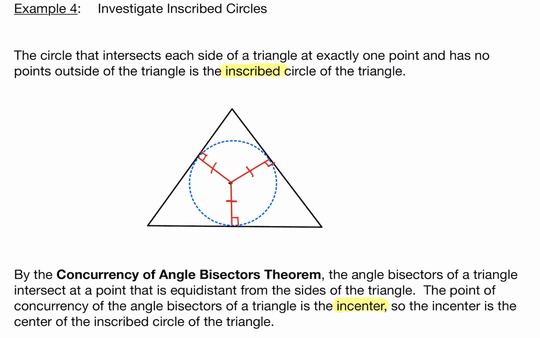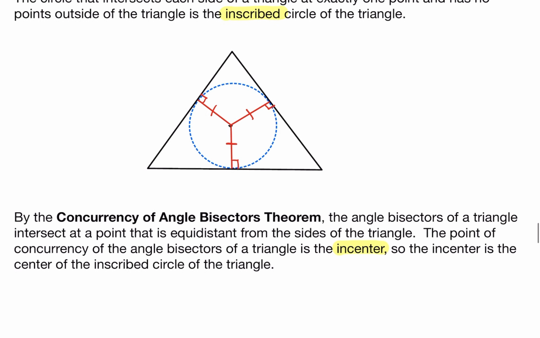So what's interesting is in the previous theorem we had a circumscribed circle. In this case we have an inscribed circle. So the circle that intersects the side of the triangle at exactly one point. So this is one intersection, this is another intersection, and this is another intersection. Okay, so the circle is intersecting the triangle at exactly one point and has no point outside of the triangle. Okay, so the circle does not go outside of the triangle. That is considered an inscribed circle of the triangle.